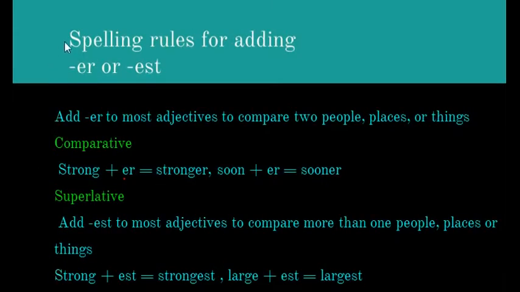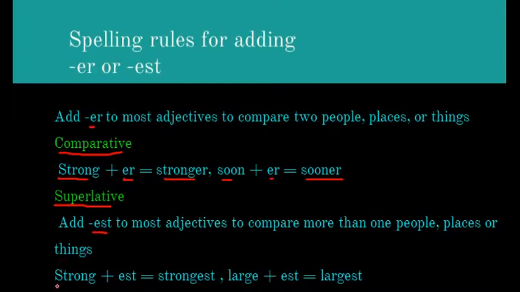Now, let's talk about spelling rules for creating comparative and superlative degree. Add er to most adjectives to compare two people, places, or things. For example, strong, add er, it will be stronger. Soon, add er, it will be sooner. To create comparative degree. Superlative degree, add est to most adjectives to compare more than two people, places, or things.